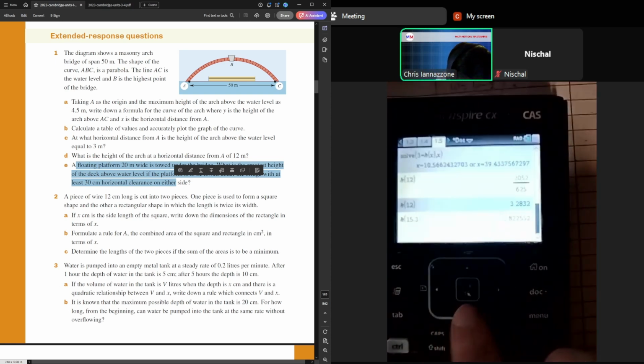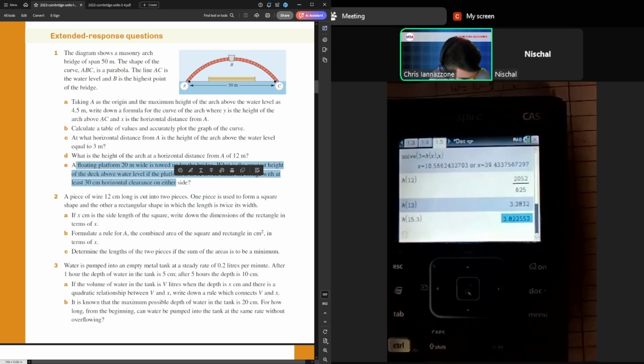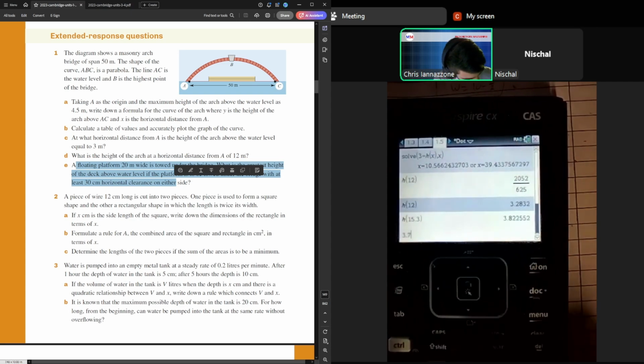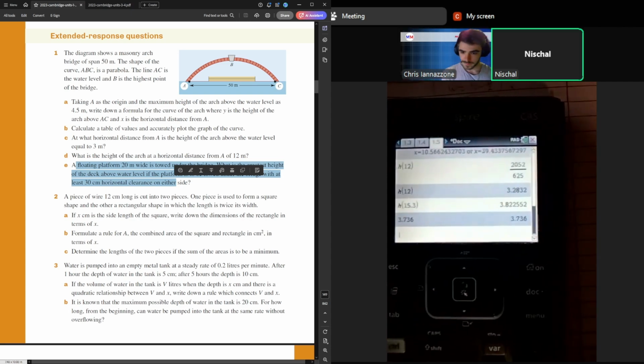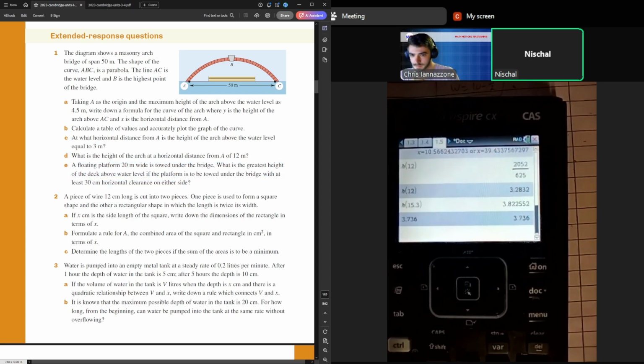3.736. Okay, so this is a little bit off. Something in what you've said is a little bit different. We should be 3.736. That could be, it's horizontal, not vertical, unless it was an error and they meant vertical clearance. So we're looking for 30 centimeters horizontal clearance either side.